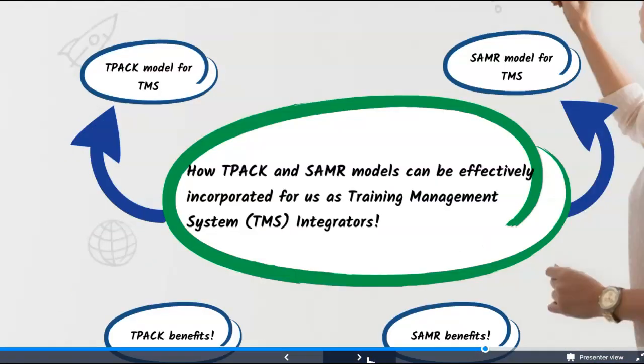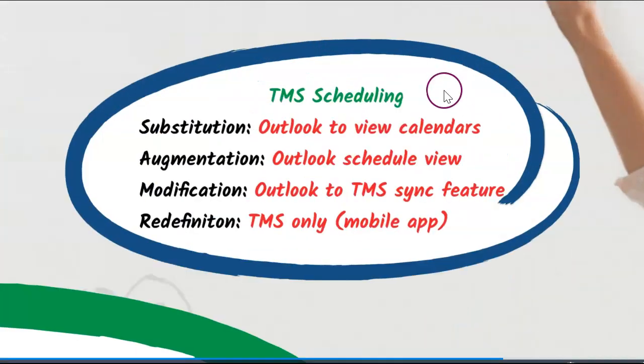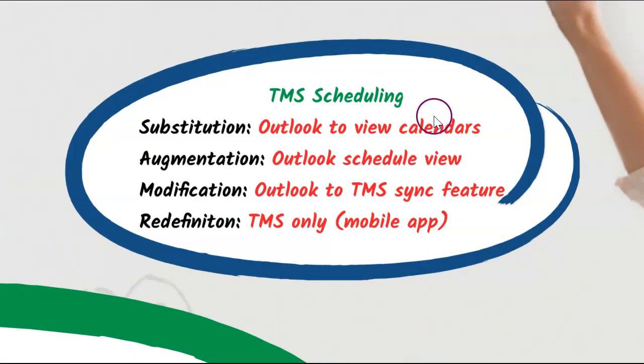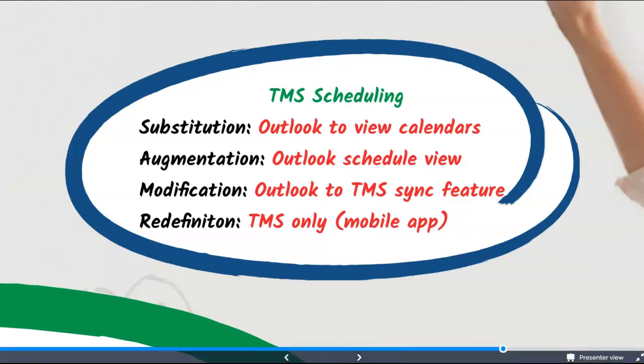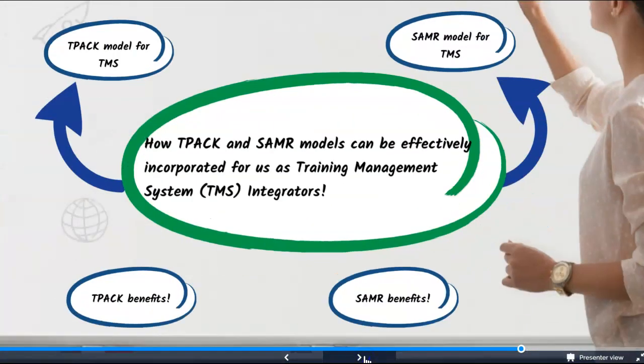So instead of referring to Excel, Outlook, different programs or tools, this helps us recognize all the functions and capabilities within TMS. So specific for the SAMR model, TMS scheduling. Usually we use Outlook to view calendars. And then you can change it up by augmentation and use the schedule view to help schedule items. Modification. So you can actually use Outlook to sync TMS classes to the schedules. However, redefinition. We only need the TMS mobile app. We can then roll out Outlook altogether and use TMS to schedule, review calendars, and much more.